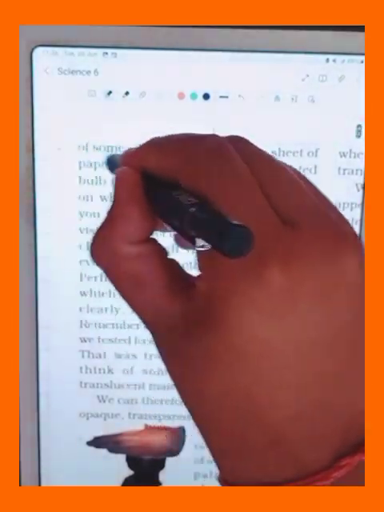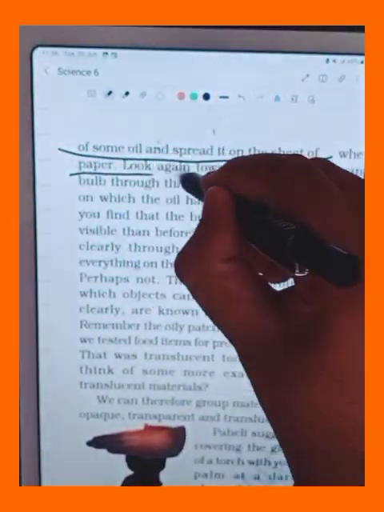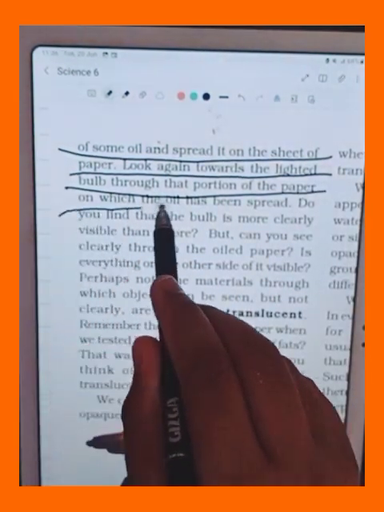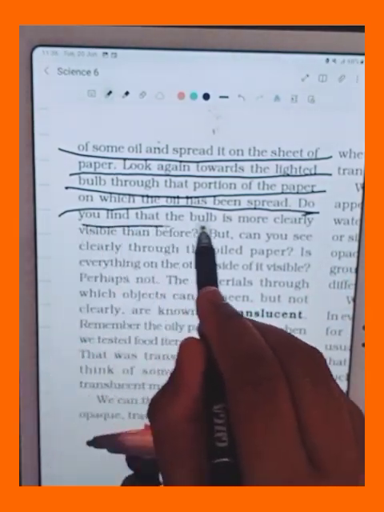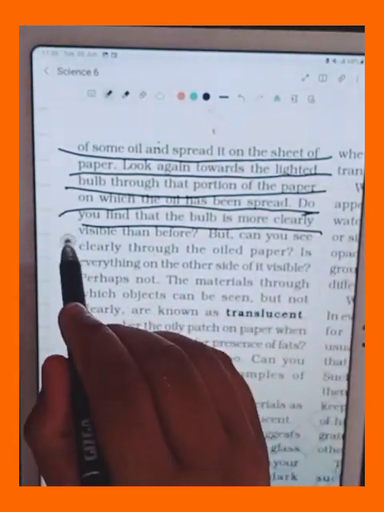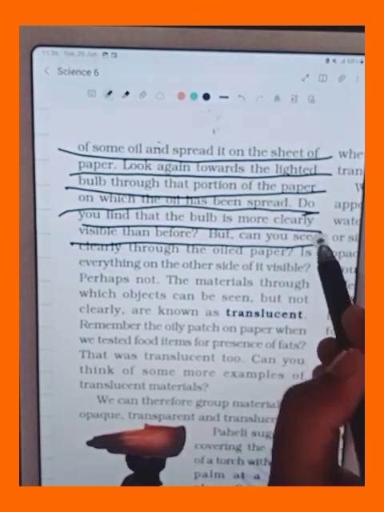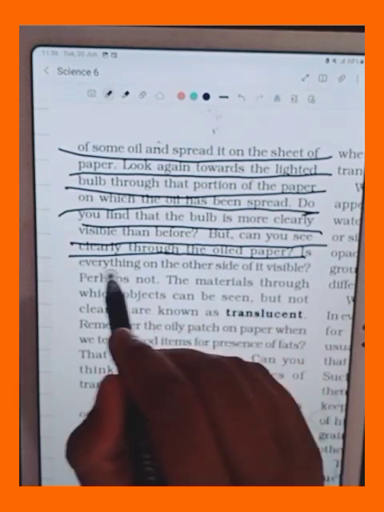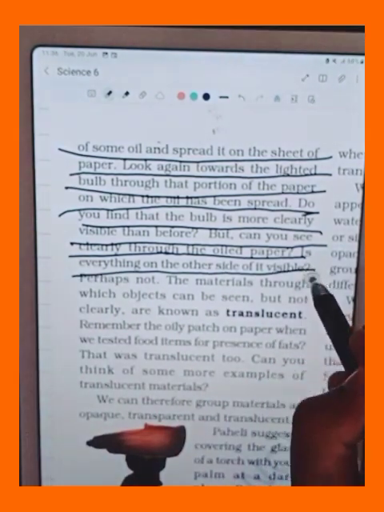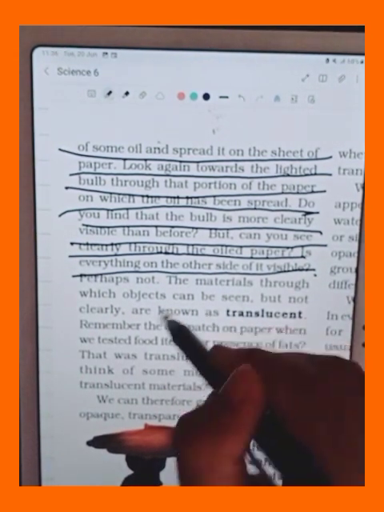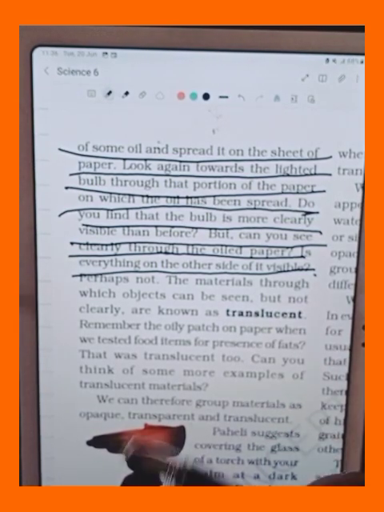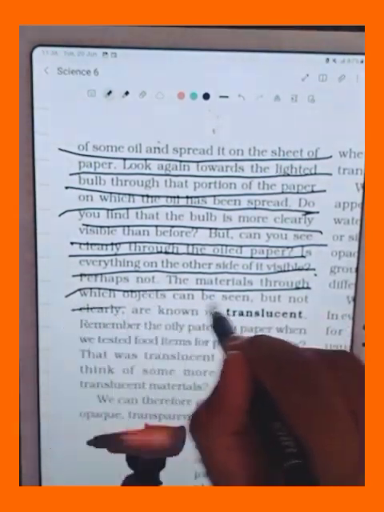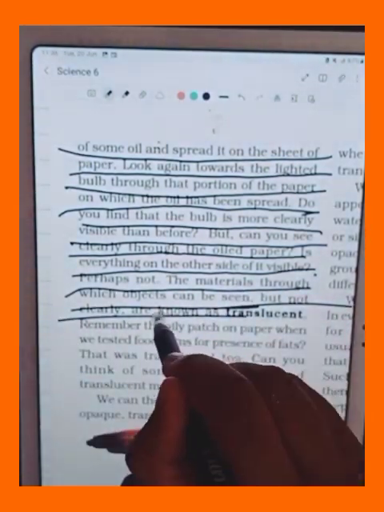Of some oil and spread it on the sheet of paper. Look again towards the lighted bulb through the portion of the paper on which the oil has spread. Do you find that the bulb is more clearly visible than before? This is what I'm telling you: move the oil paper towards the bulb and you can see. Materials through which objects can be seen but not clearly are known as translucent.